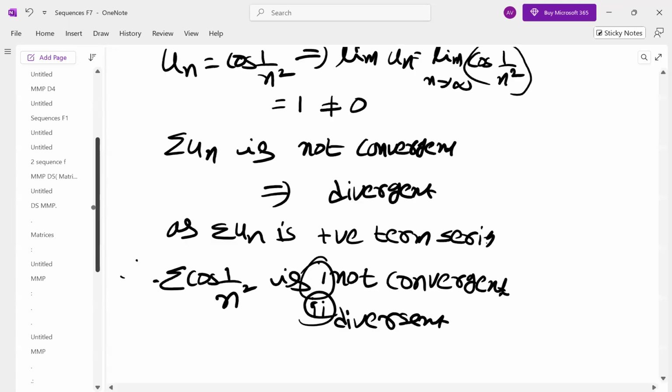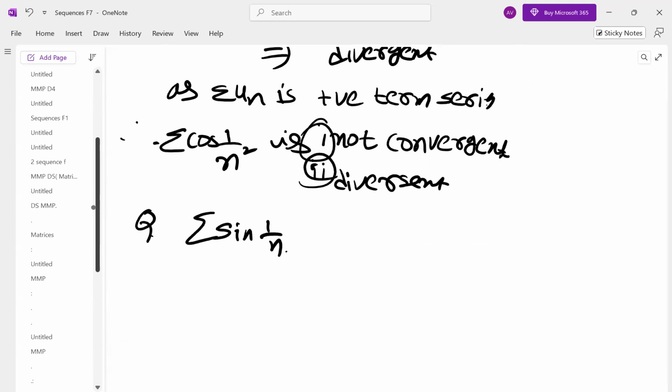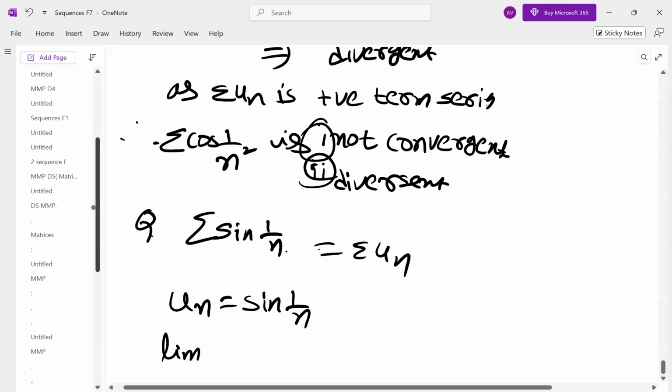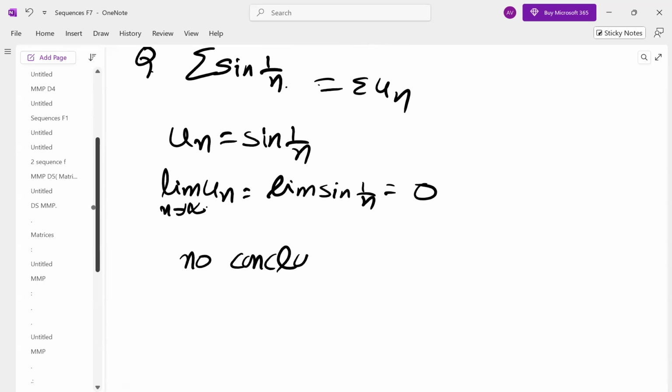So we want to apply this. What can you say about sin 1 by n at present? Suppose somebody must be having interest. So this is summation un. Un is sin 1 by n. Limit un, limit as n tends to infinity, is 0. So don't conclude convergent, don't conclude divergent. Needs no conclusion at present. No conclusion using this test.